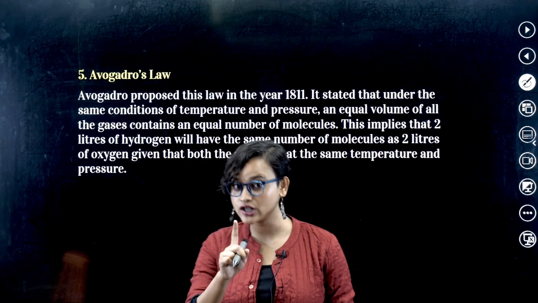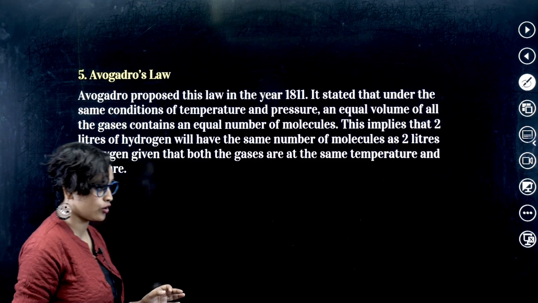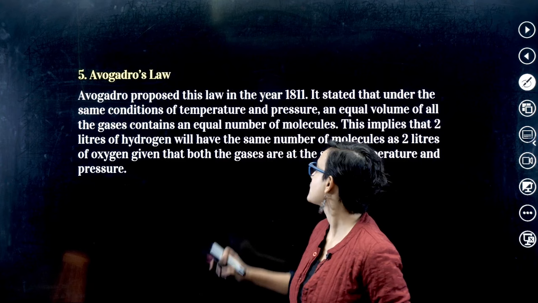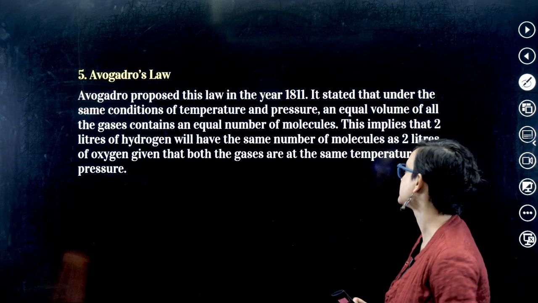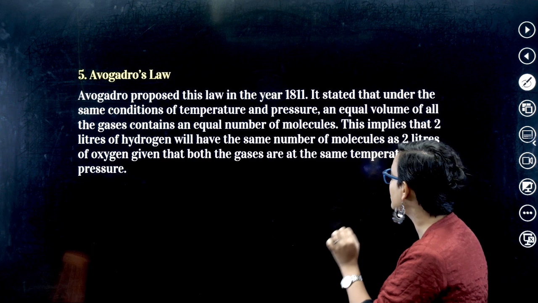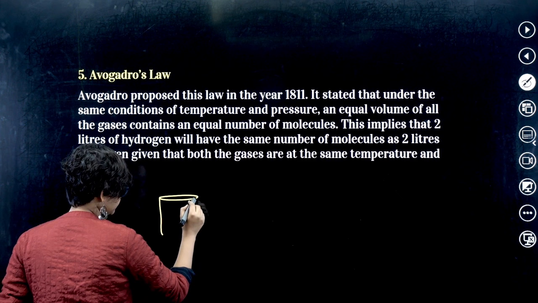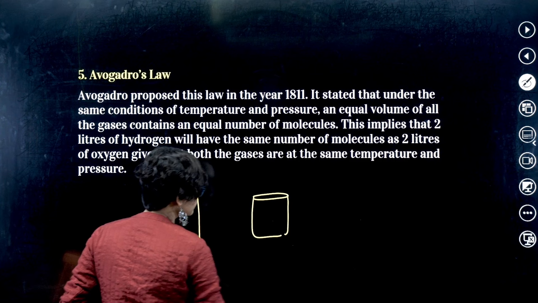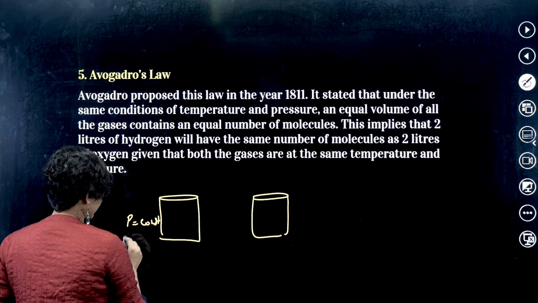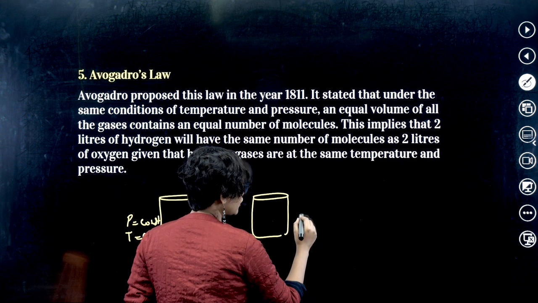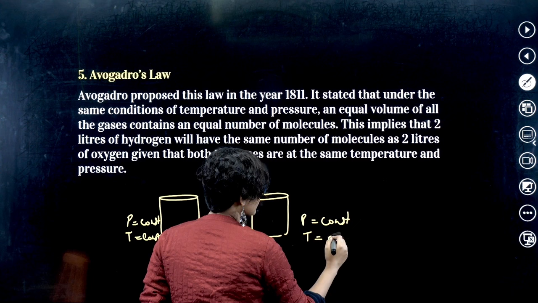This is your final law, that is Avogadro's law. This says that under the same conditions of temperature and pressure, an equal volume of all gases contains an equal number of molecules. For example, let's say I take a container here and a container here. Pressure is constant, temperature is constant, and the same here also. That means it is the same.